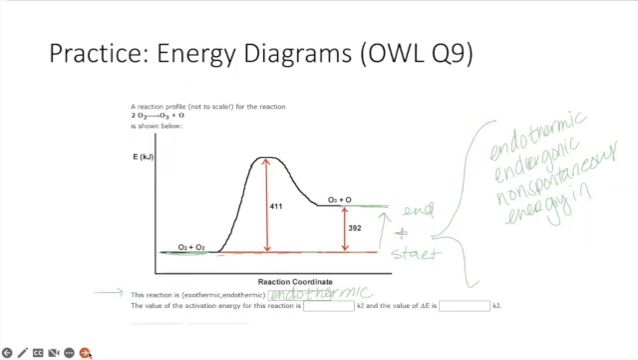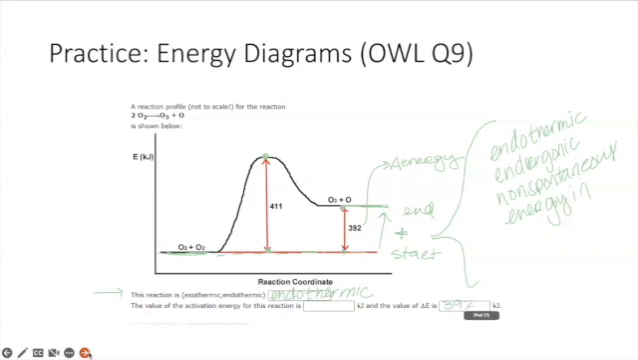So now it's asking us to look at the values here. It shows us the value from the very start to the very top of that hump, and it shows us the value of our start to our end. Like I said, the value of our start to our end is the change in energy, so we can go ahead and just plug that in there.